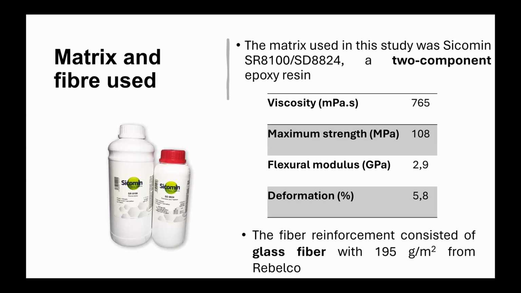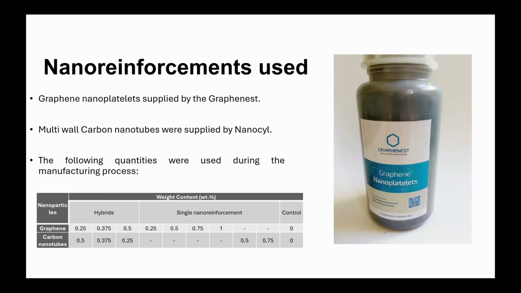So for this work in particular, we used a low viscosity, two-component epoxy resin from Sicomin, and for our laminates, we used glass fiber. For our nano-reinforcements, we used graphene nanoplatelets, which are more commonly available, and multi-wall carbon nanotubes, which are also very used in the industry. For this work in particular, we used three types of hybrid compositions: 50-50, 0.5 and 0.25 of either graphene or carbon nanotubes, which I will explain later. And we also investigated the use of a single nano-reinforcement from 0 up to 1.